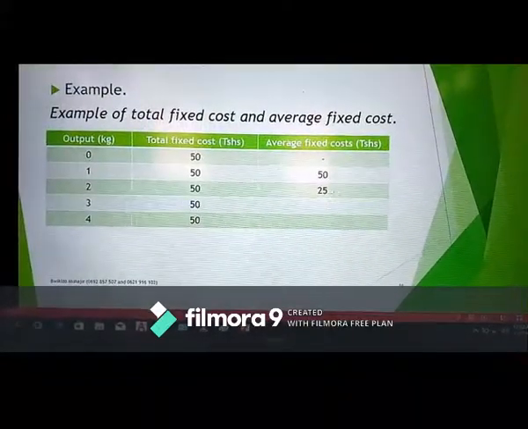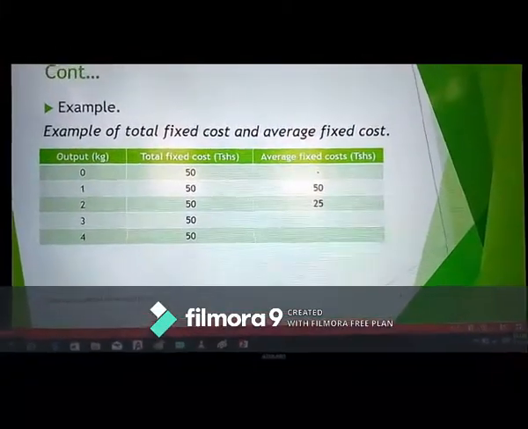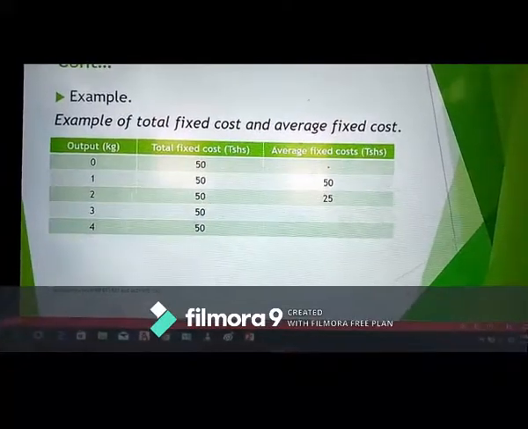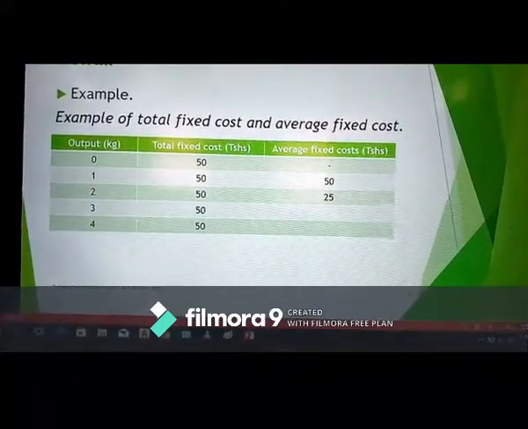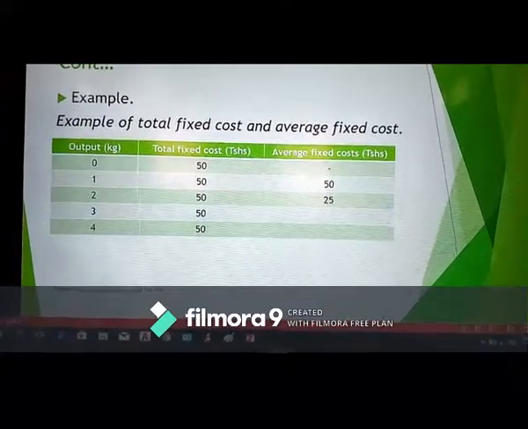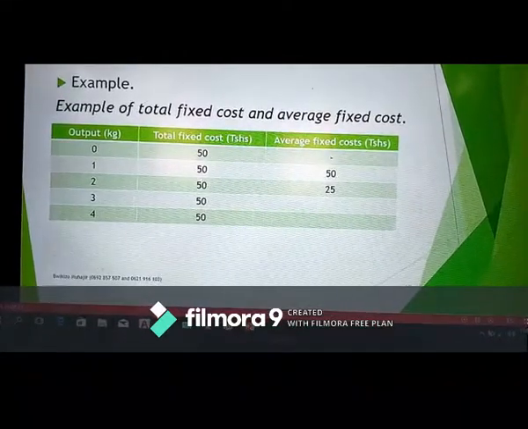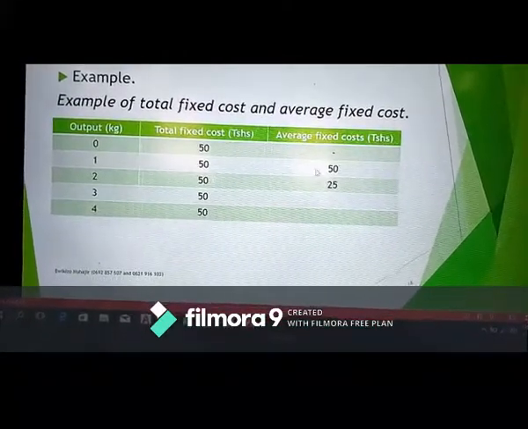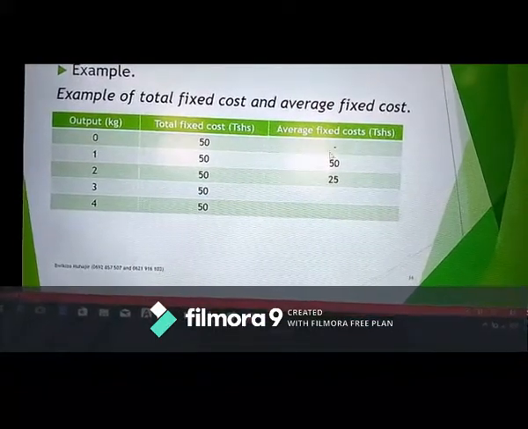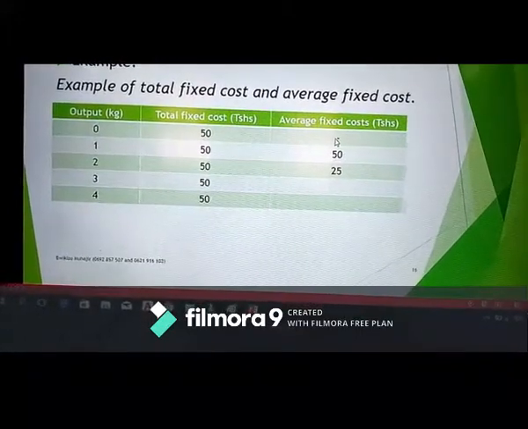Now consider the example where we have 5 levels of output, which are 0 kilogram, 1 kilogram, up to 4 kilograms of a certain commodity. The fixed cost is 50 shillings at our level of production. Now, what will be our average fixed cost? We can't ascertain the average fixed cost at output level 0. That's why we put a dash here.